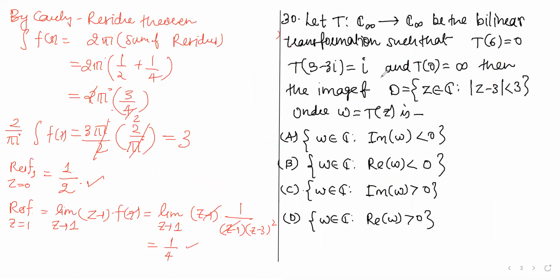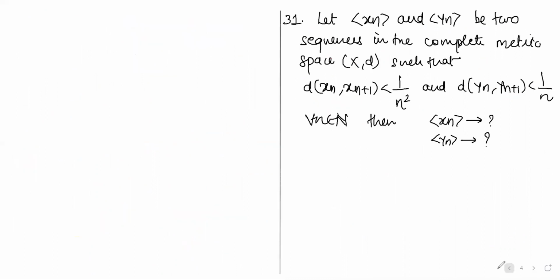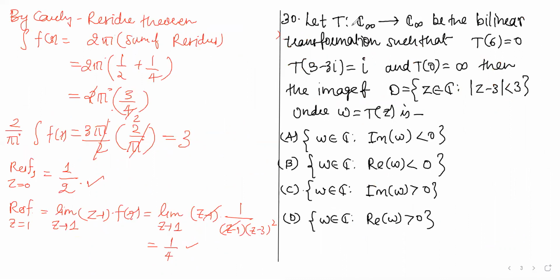And now let's consider this one, a bilinear transformation. It says T is from C∞ to C∞. It's a bilinear transformation, so that T(6) is 0. And now they have given that T(3 − 3i) is i and T(0) is infinity. So what's going to be the image of this region under this mapping? Under which mapping? Because we don't have T right now.